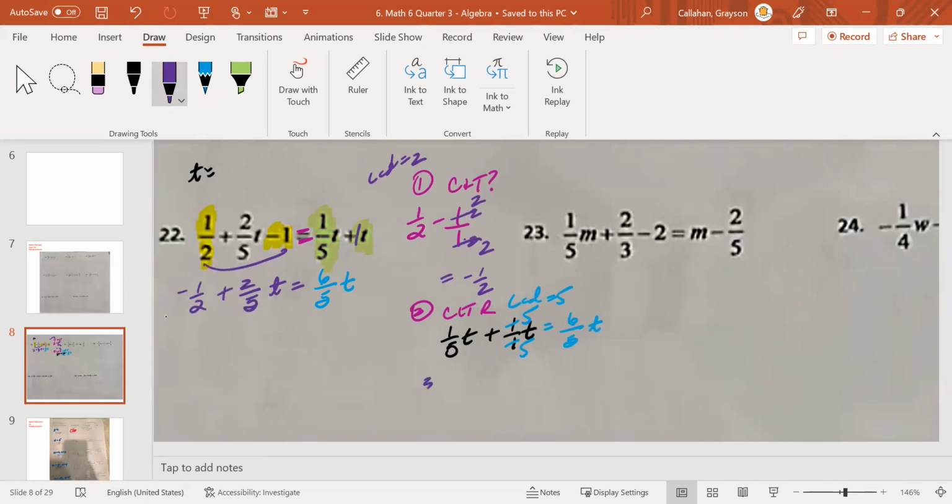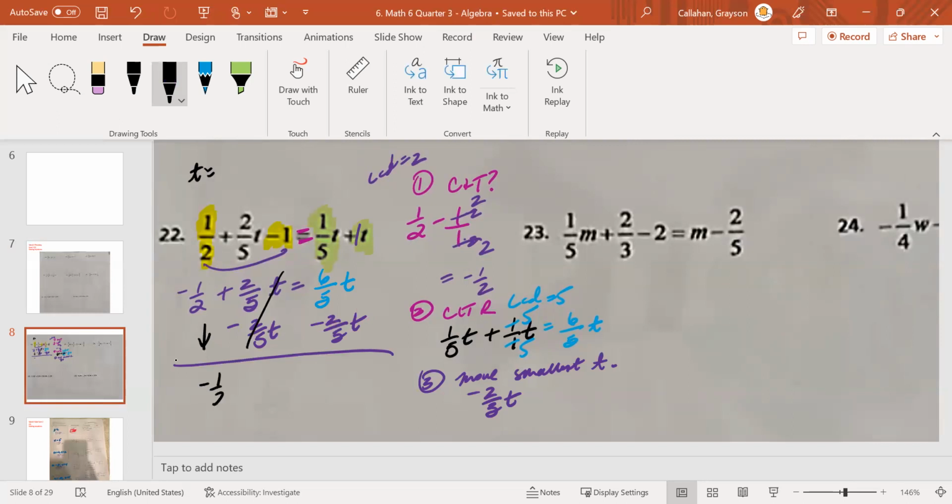Right there. Step 3, your goal is to go ahead and move the t's together. You always want to move the smallest letter. So the smallest t is going to be 2/5. That's a smaller t. So minus 2/5t, minus 2/5t. That cancels. Bring down the -1/2. On the other side, 6/5 minus 2/5 equals 4/5.